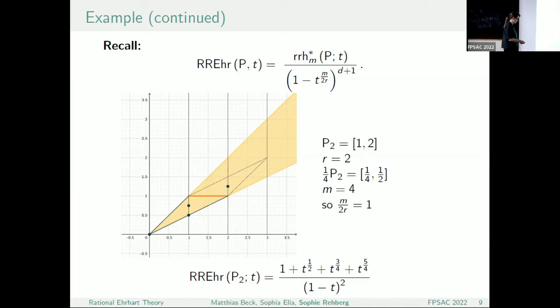Here we are. We have one point at the origin, which gives us this constant 1. We have one integer point at height 1/2, so we get t to the power of 1/2. We have one point at height 3/4, t to the power 3/4, and one at height 5/4, and we get this. And that's it.